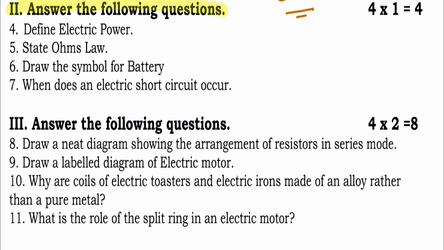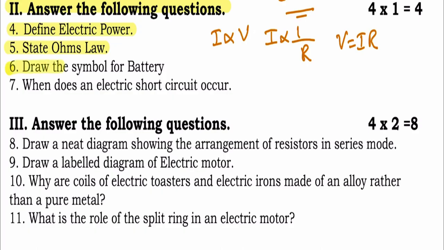Answer the following questions. Question number 4. Define electric power. The rate at which electrical energy is transferred or converted into other forms of energy is known as electric power, and we usually measure this in watts. Next question. State Ohm's law. The current flowing through a conductor between 2 points which is directly proportional to voltage or inversely proportional to resistance. This is known as Ohm's law, and expression we use is V is equals to IR.